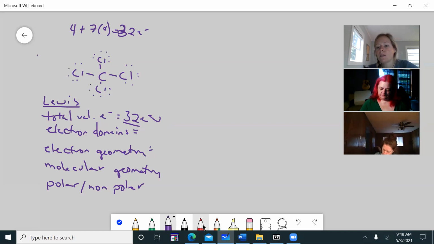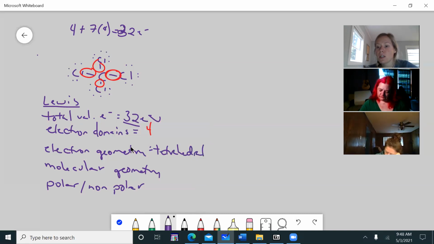How many electron domains do we have around the central atom? These are areas of electrons that are going to try and spread out from each other. So this is one here, one here, here, and here, for a total of 4 electron domains. If you have 4 electron domains, your electron geometry is tetrahedral.